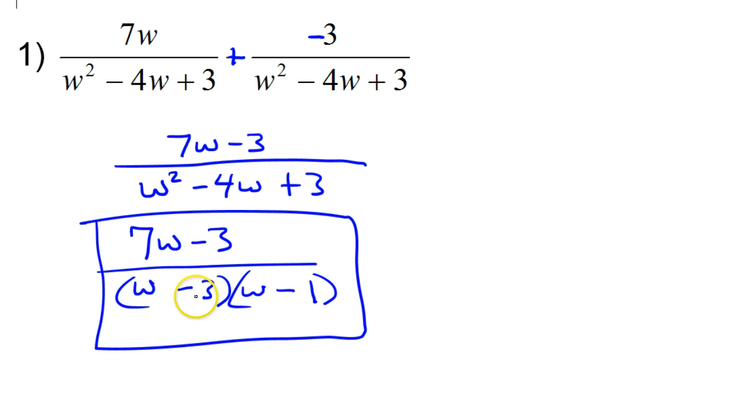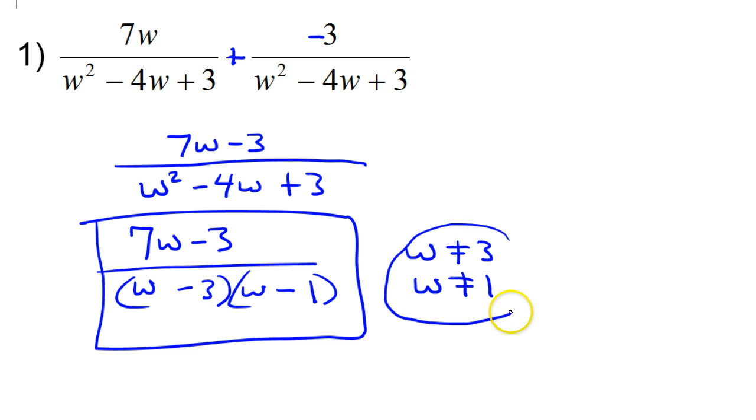And in this form, it's easy to see what the restrictions are. W cannot equal 3, because that would cause this to be 0. And W cannot equal 1. Alright, that's the answer to number 1.